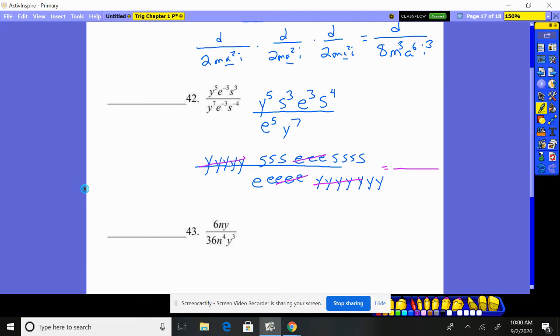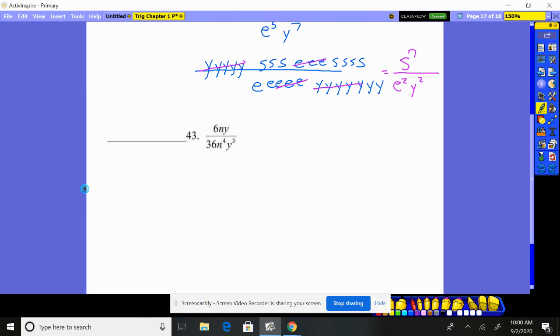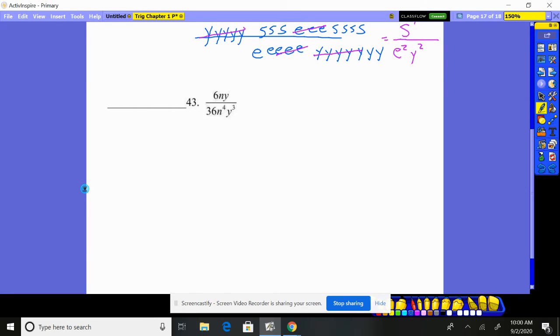So what does this end up being? Up top, I have, how many S's do you see? I see 7. So S to the 7th. In the bottom, I have an E squared and a Y squared. Okay, and nothing else crosses out or simplifies. That's as simple as it gets. All right, let's look at 43 now. This will be much easier. There's no negative exponents, so everything's beautiful.